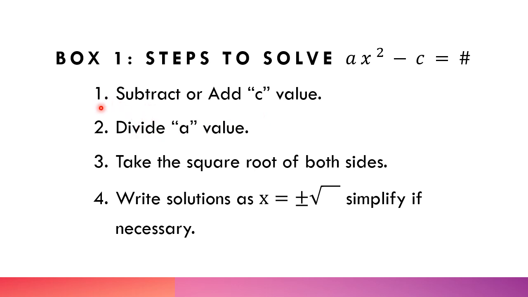Okay, so first thing we're going to do is subtract or add our c value. Then we divide by our a value, and then we take the square root of both sides. We're going to write our solutions as x equals plus or minus the square root, simplified if necessary. Because it's not a real world problem, we don't have to determine whether we're using a positive or negative value. So we're going to make sure that both values are being seen and used.